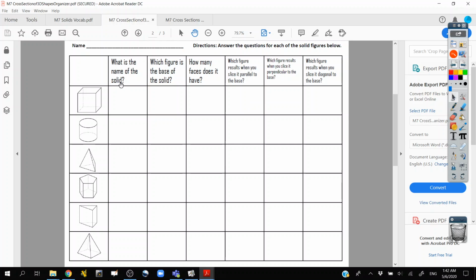So what is the name of this solid? Well, this one you should definitely know. Some of these you might have questions on, and that's totally fine. I'll show you the vocab tools I've given you and the other tools I've given you.